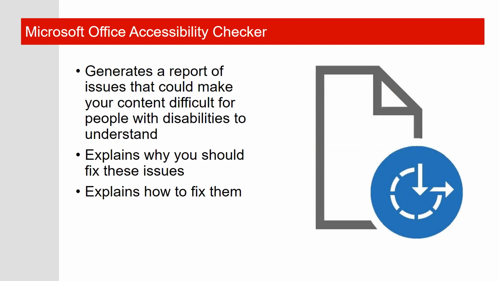Before creating a PDF from a Microsoft Office file, you should first evaluate the accessibility of that file. One of the ways you can do this is by using the Microsoft Office Accessibility Checker. Like the Microsoft Office Spelling Checker tells you about possible spelling errors, Accessibility Checker in Word, PowerPoint, Excel, and Outlook on the web tells you about possible accessibility issues in your Office files.